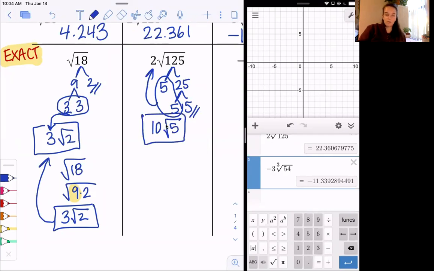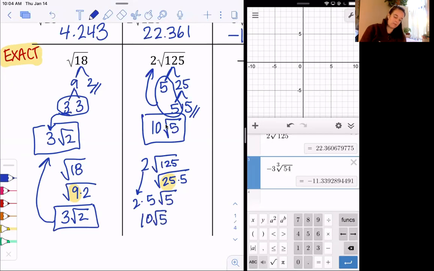Or I could say, okay, I have 2 square root 125. I know that that is 25 times 5. The square root of 25 is 5. So I'm going to have 5 times the 2 from before, left with the 5 here. So I have 10 square root 5.